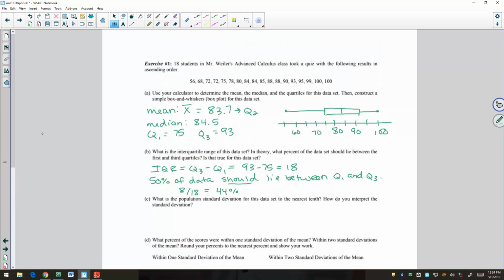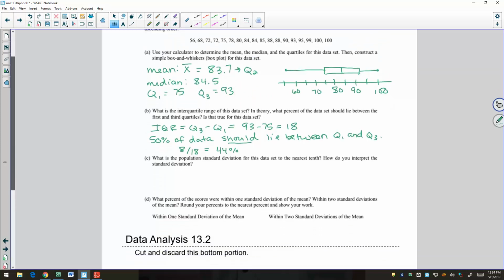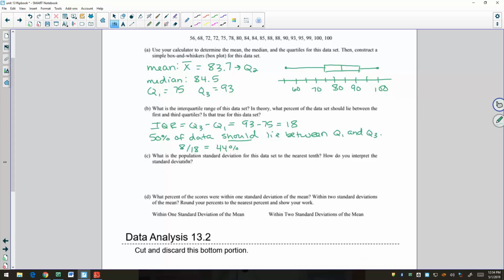Letter C wants, this might be new, I'm not sure if you've ever heard of population or sample standard deviation, but there are two symbols. Population standard deviation, the symbol for that is a sigma. It's a Greek letter, and then there's usually a little x. The other type of standard deviation is a sample standard deviation, and that looks like an S. It makes sense, S for sample. And that other one is population standard deviation.